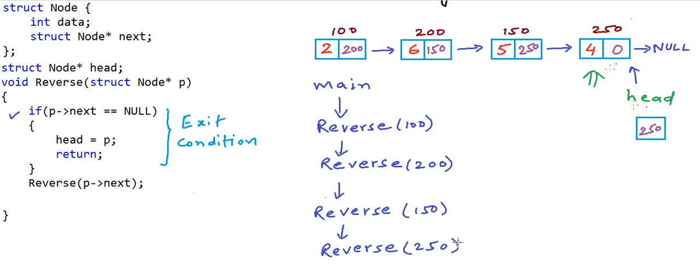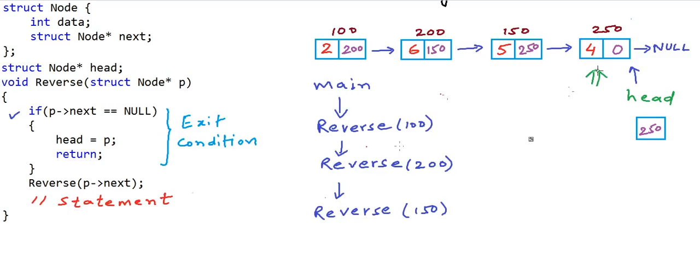And now the call to reverse 250 will finish and we will come back to reverse 150. There is no statement here after this recursive call to the reverse function. If there were some statements here, then they would have executed now for reverse 150 after we would have come from reverse 250, and that's how we actually traverse the list in reverse order. If you see, when reverse 250 has finished, the nodes till 250 are already reversed because head is pointing to this node and the link part of this node is set as null. So till 250 we are already reversed.